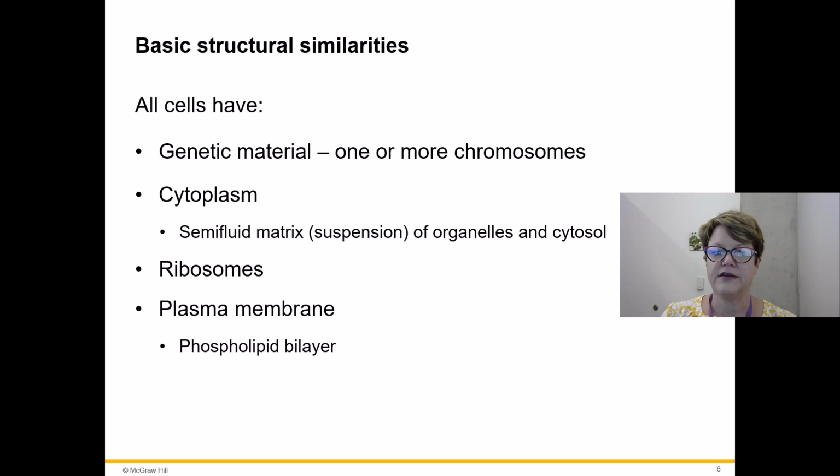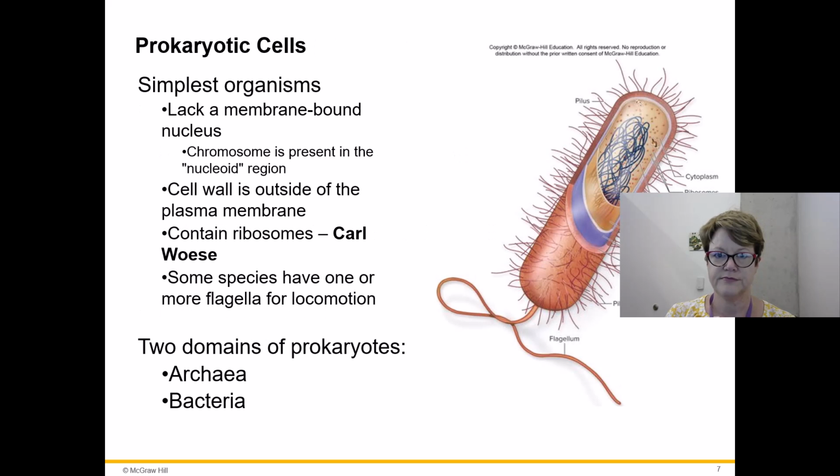Ribosomes are organelles that make proteins. So all cells have ribosomes. And all cells have a plasma membrane, which at its fundamental structure is a phospholipid bilayer that creates the boundary and defines what is inside the cell and what is outside the cell. So the plasma membrane, or sometimes we call it the cell membrane, is that barrier or that boundary for the cell, the official boundary of the cell.